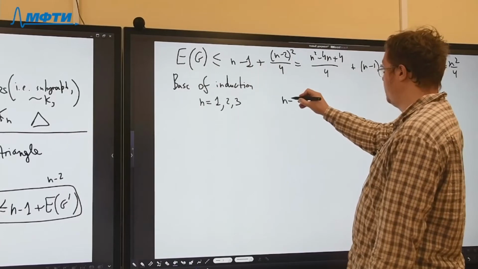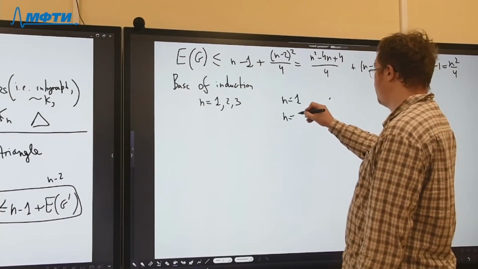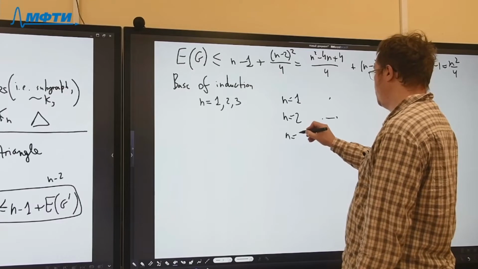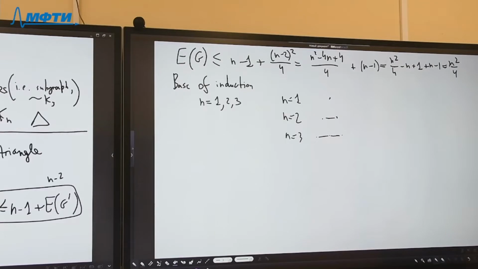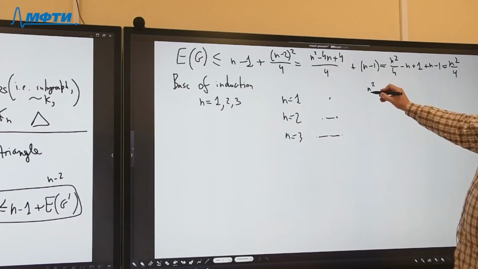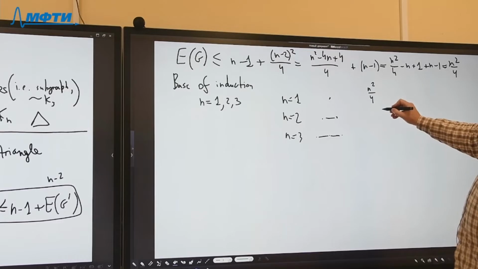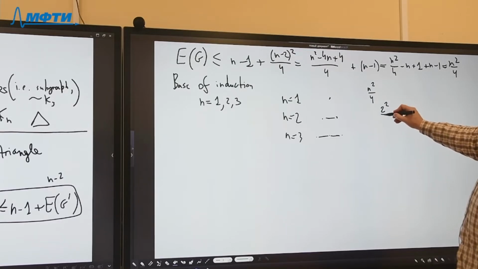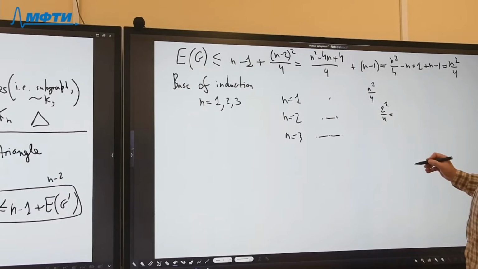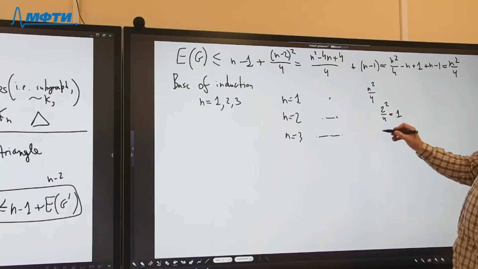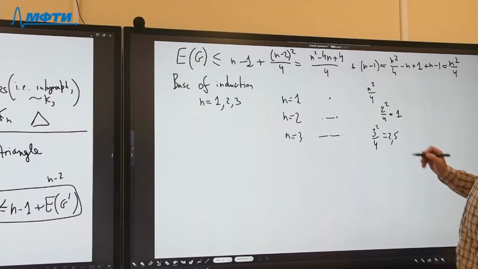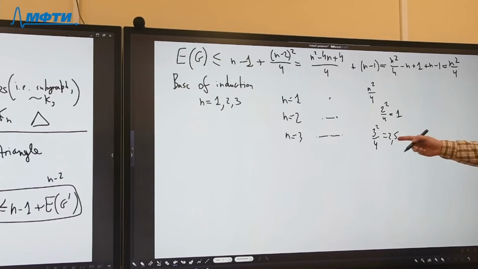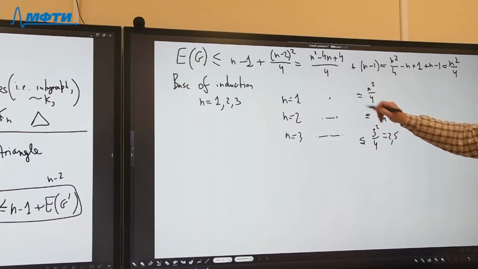on 1 we can have just one vertex, on 2 we have one edge, on 3 we have two edges, so here we'll have not greater than n squared over 4. Here we have 2 squared over 4, which is 1, and 3 squared over 4, we will have 2.5, and so we'll have all these inequalities here. Okay?